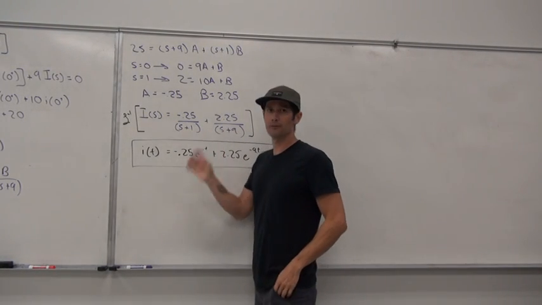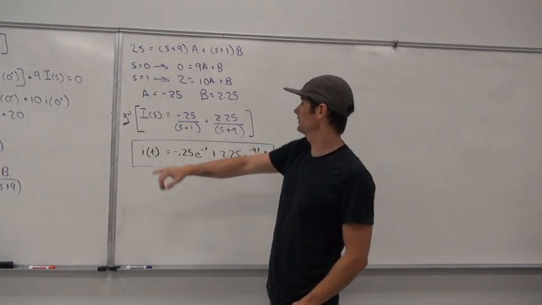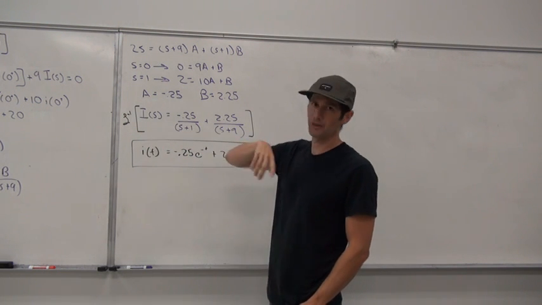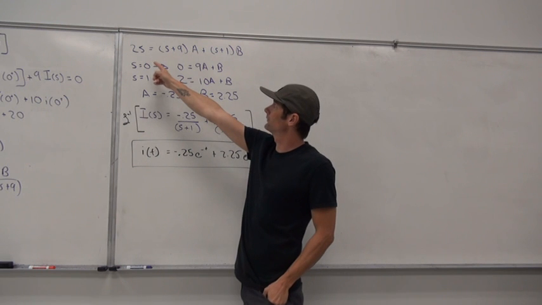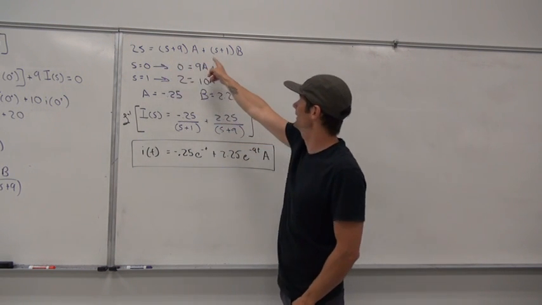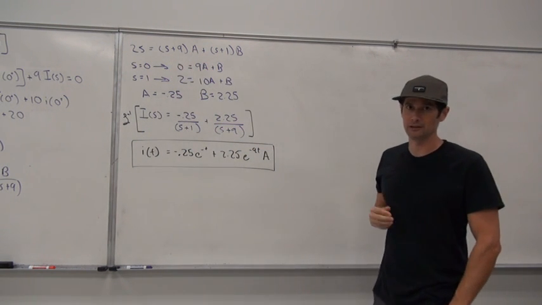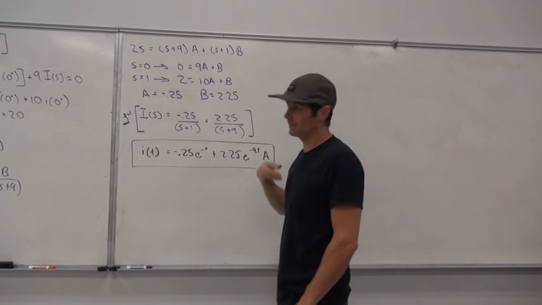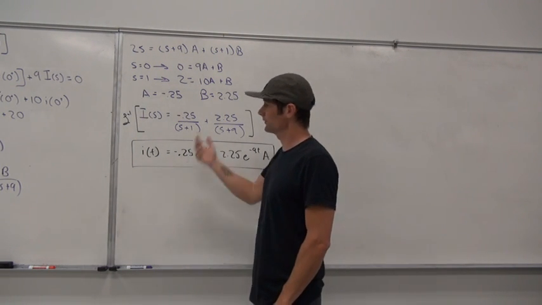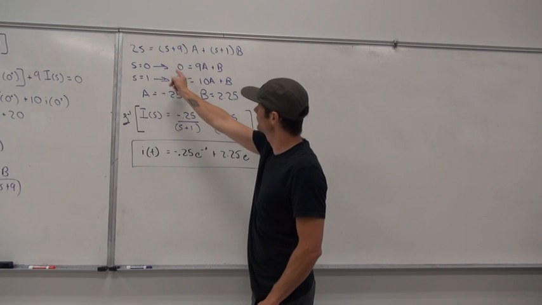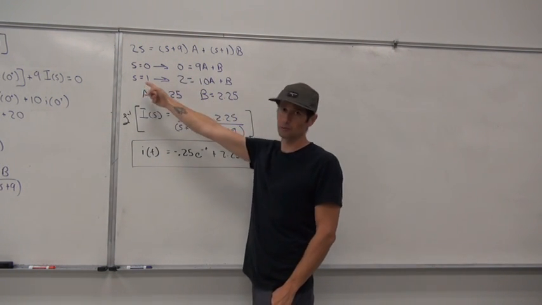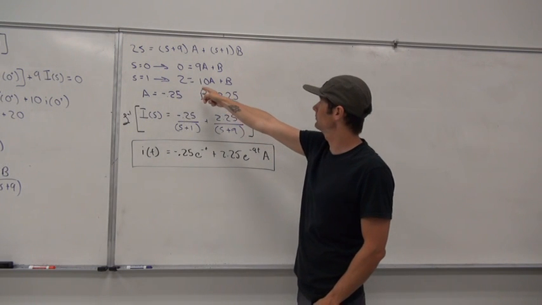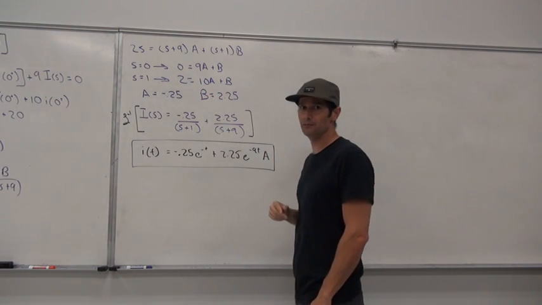So we need to find those coefficients A and B. We multiply through by s plus 1 times s plus 9, and we get the equation 2s equals (s plus 9)A plus (s plus 1)B. Now we need two equations for the two unknowns, A and B. s equals 0 gives us 0 equals 9A plus B. s equals 1 gives us 2 equals 10A plus B.